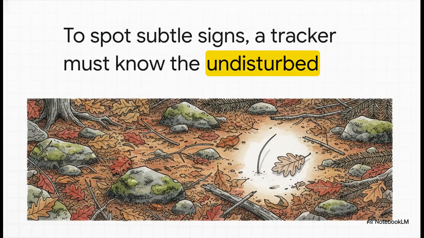And this brings us to an absolutely fundamental skill. To even spot these tiny, subtle disturbances, especially on hard ground, a tracker has to have this deep, almost built-in knowledge of what that environment looks like when it's undisturbed. It's only because they know what's normal that anything abnormal, the sign, suddenly pops out and becomes visible.